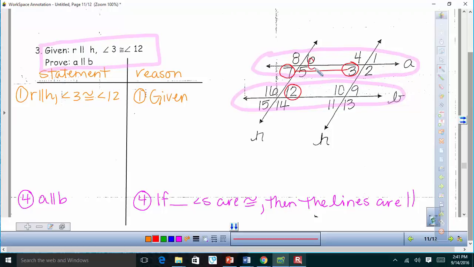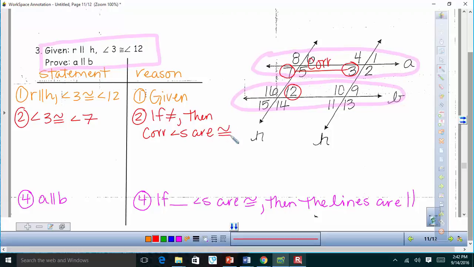They are corresponding. So I want to write down that step that I just took. So I found that angle 3 is congruent to angle 7. And I know that because if 2 parallel lines are cut by a transversal, then corresponding angles are congruent. Okay? Now, I want to find a way to show that 7 and 12 are also equal, but I cannot hop from this transversal to this transversal. So I've got to find it a different way.